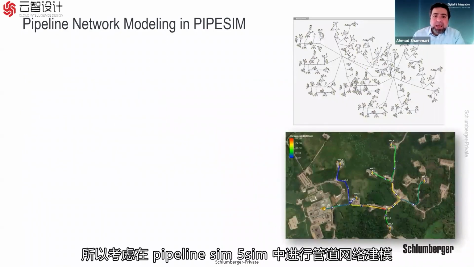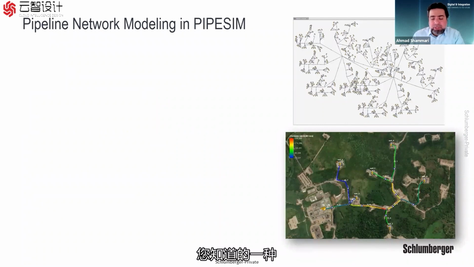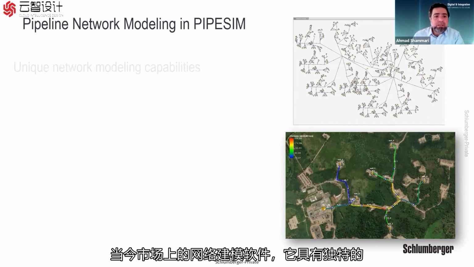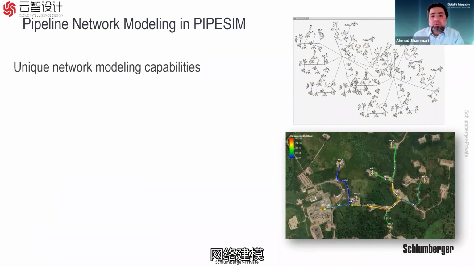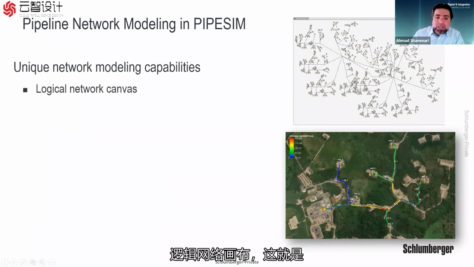So, pipeline network modeling in PipeSim. PipeSim is considered one of the industry standard software for network modeling in the market today. It has unique network modeling capabilities, such as the logical network canvas. So this is what we call the logical network canvas.